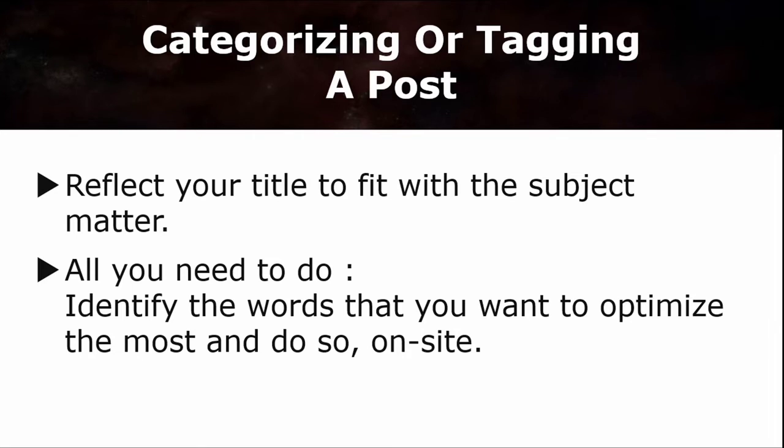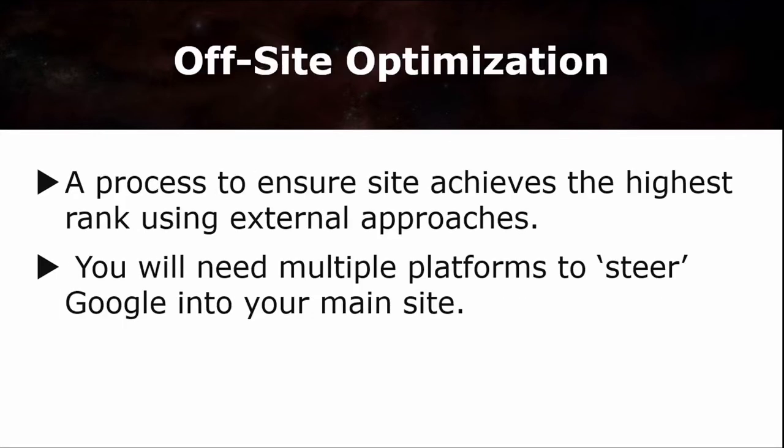Next is categorizing or tagging your post. When it comes to categorizing or tagging your post, you'll need to reflect your title to fit with that subject matter. This would ease the process of locating your site by Google. This is one of the basic formulas you could easily solve within your site. All you need to do is to identify the words you want to optimize the most and do so on site.